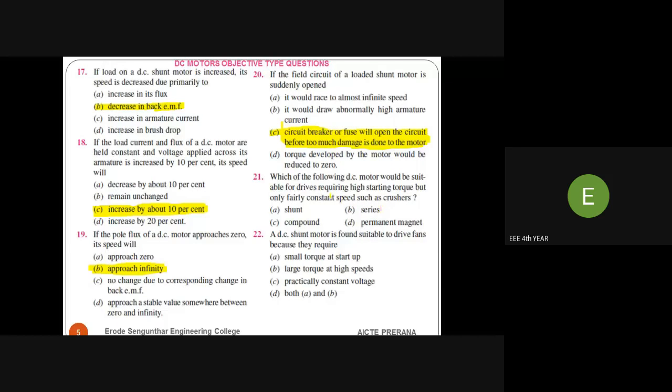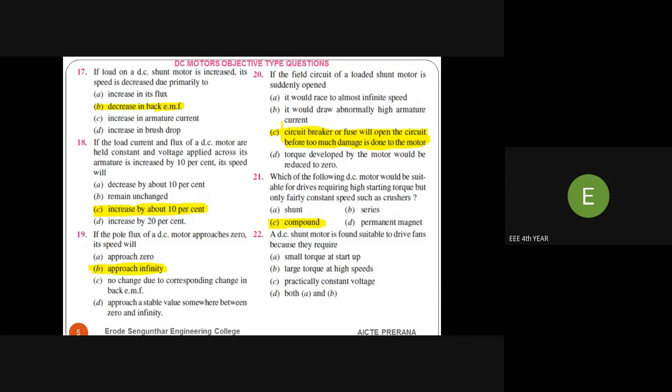But in the other option, fairly constant speed is required for such thrusters. So we have to note the correct answer: the compound motor, which consists of series flux and shunt flux. Both options are there in the compound motor. The correct answer is the DC compound motor for question number 21.